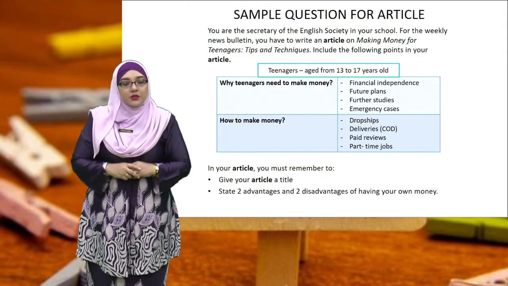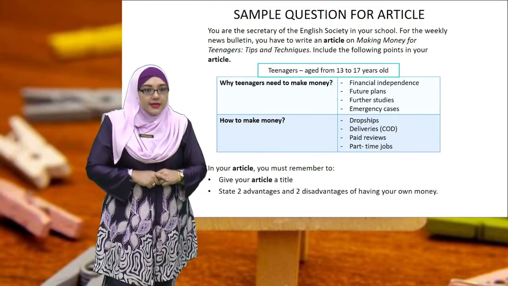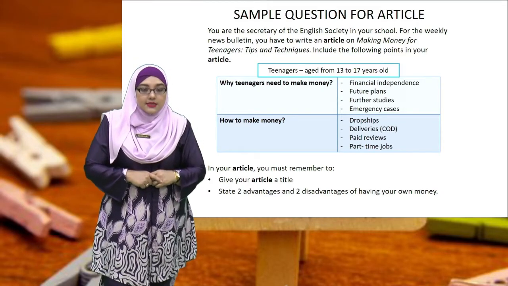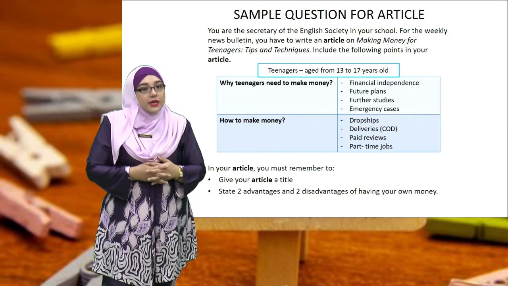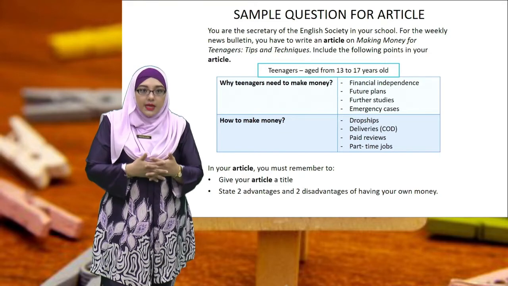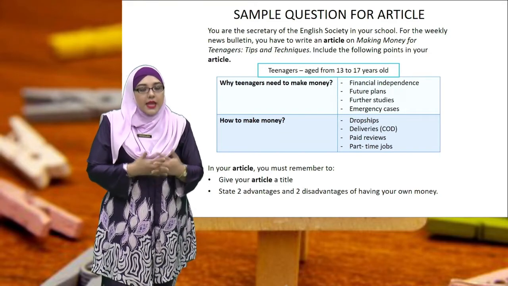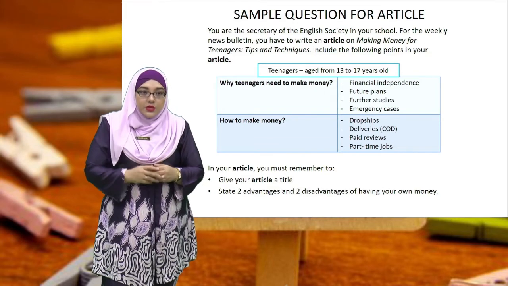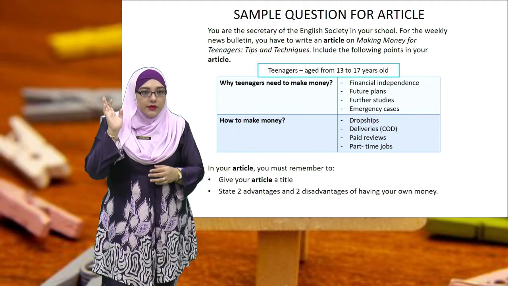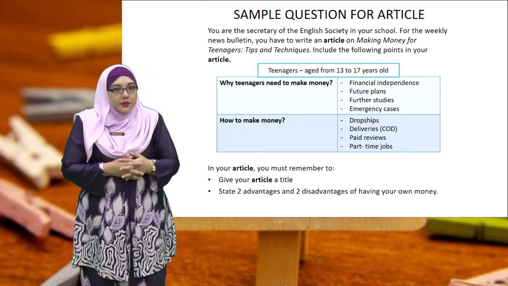Okay, so this is the sample question for article. Let's read. You are the secretary of the English Society in your school. For the weekly news bulletin, you have to write an article on making money for teenagers, tips and techniques. Include the following points in your article. So there are content points given. Teenagers, who are they, aged from 13 to 17 years old, why teenagers need to make money.